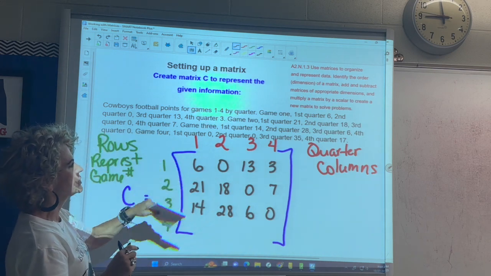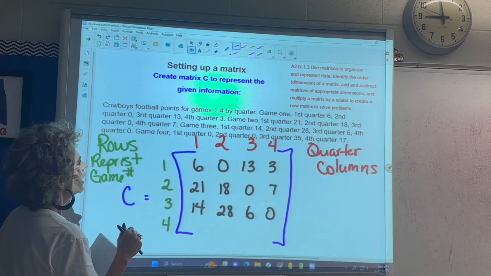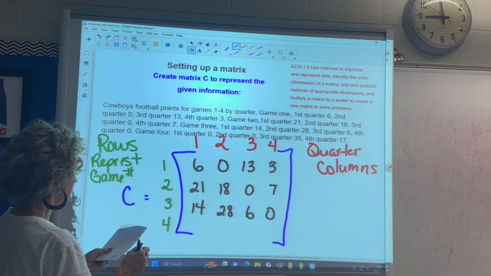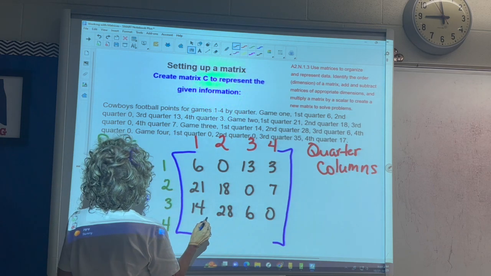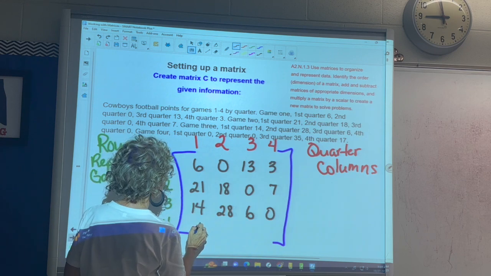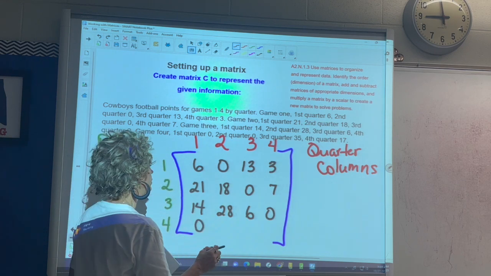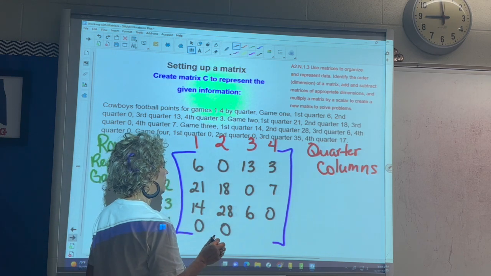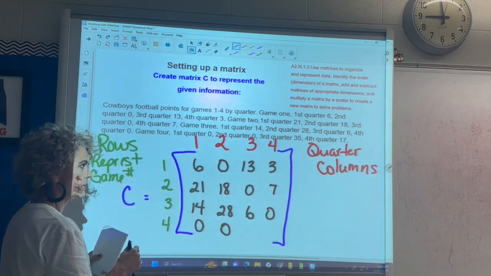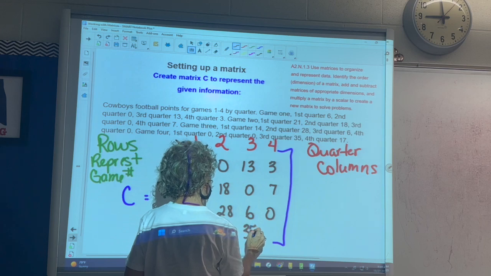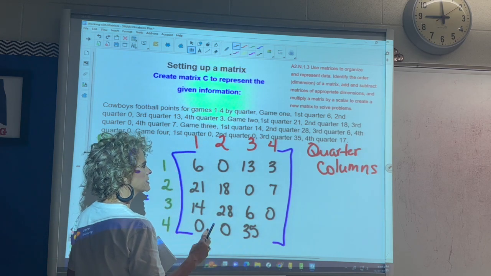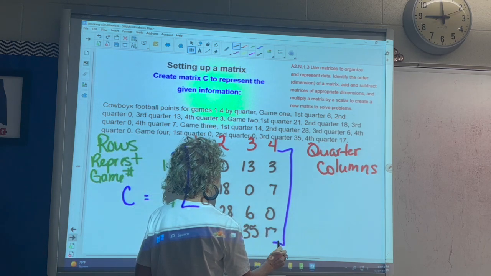Last but not least, we're going to do our fourth game, I'm sorry. In our fourth game, quarter one was 0. We didn't do very good. Quarter two was 0. Well, maybe we knew that we could come out later. I have no idea, okay? And then in the third quarter, apparently we found our energy and we got 35 points. The fourth quarter was 17.